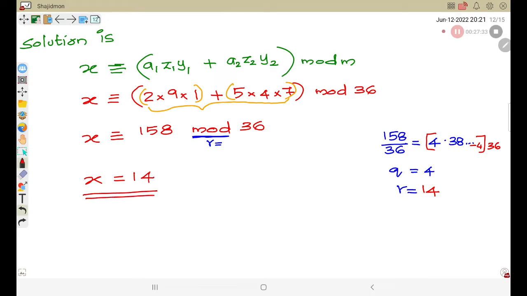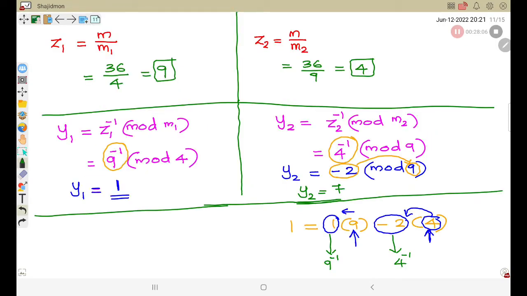x equal to 14 is the solution, or x congruent to 14 mod 36. Always keep in mind that we write the smallest positive solution, that means the solution between 0 less than or equal to x less than the m number. Here the m number is 36, so in between 0 and 36, x equal to 14 is the solution. I hope you understood how to do this question by using the Chinese remainder theorem.